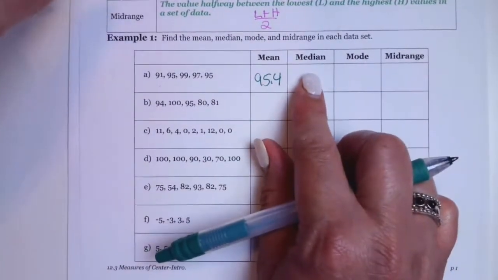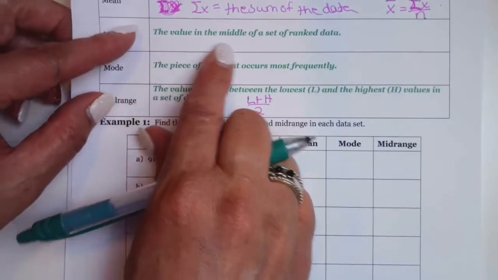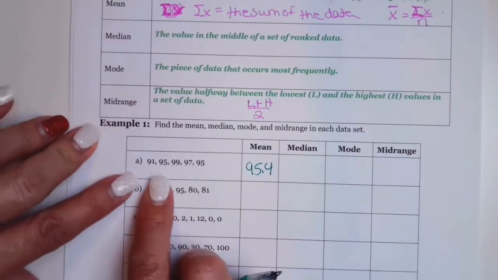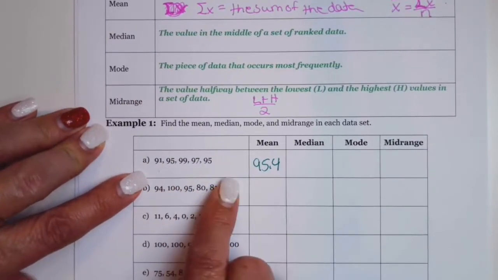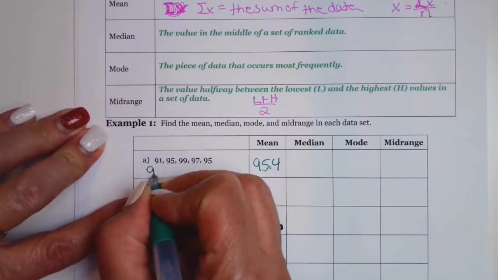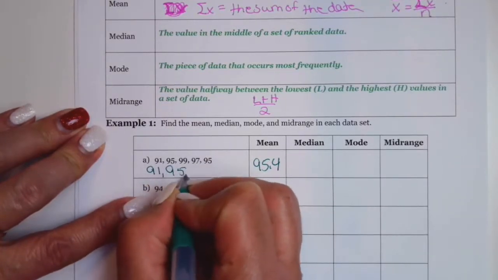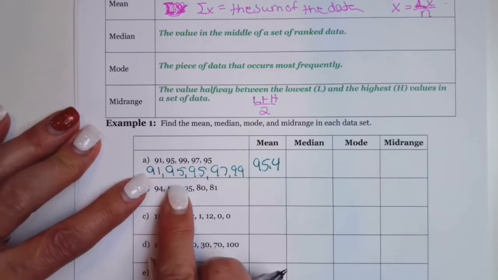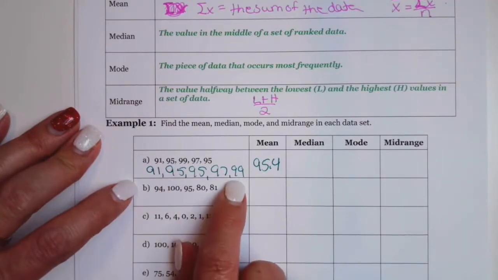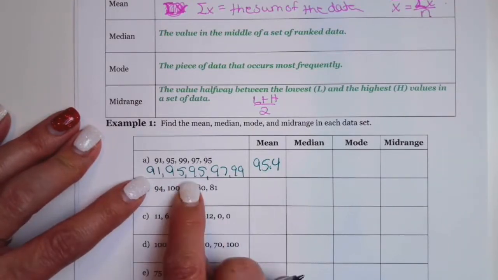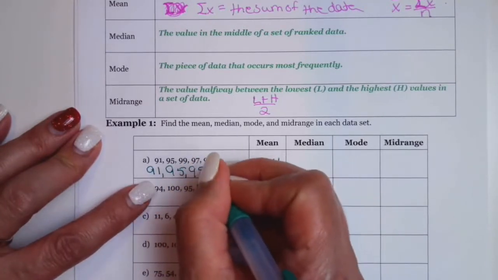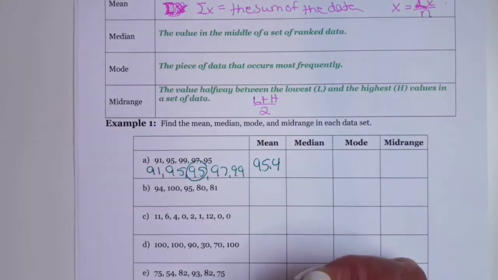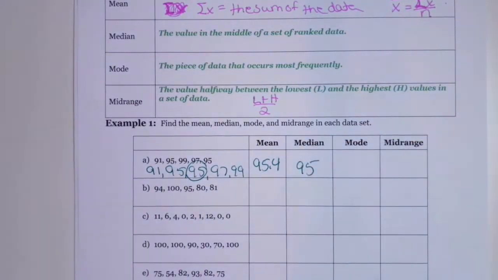Now, for the median, we are supposed to figure out the value in the middle of a set of ranked data. That means we have to put these in numerical order, in increasing order. So we write 91, 95, 95, 97, and 99, reordering from the smallest to the largest. We have 5 pieces of data, and the one in the middle is the median. So that would be 95 here.